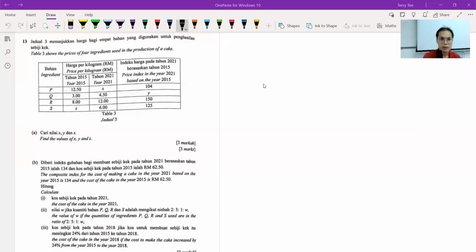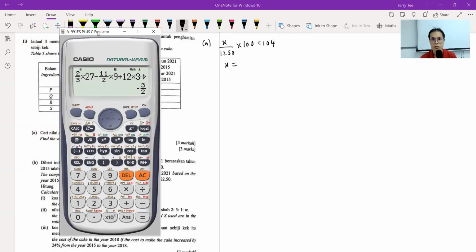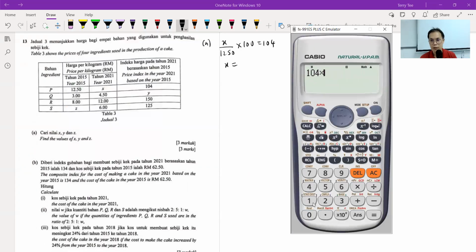Okay, question number 13. The diagram shows the prices of 4 ingredients used in production of a cake. So find the value of x, y, z. We have to use the formula for price index. We know the price in year 2021. This is from Form 4 Chapter 10, index number. X divided by 12 ringgit and 50 cent times 100, you get 104. So to find the x value, let's take 104, multiply by 12 ringgit and 50 cent, divide 100. My answer is 13, right? So x is 13.